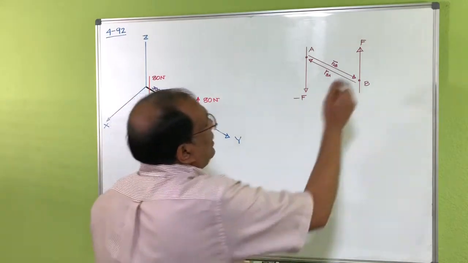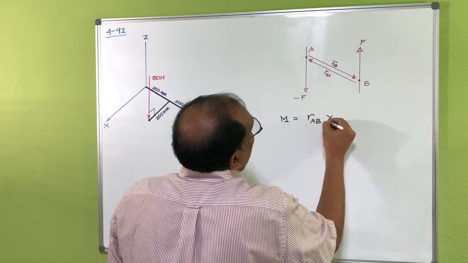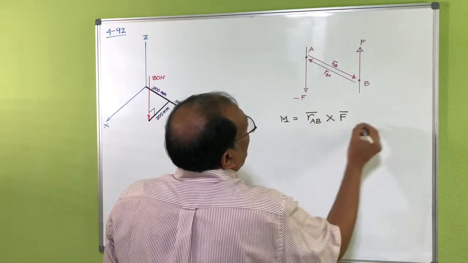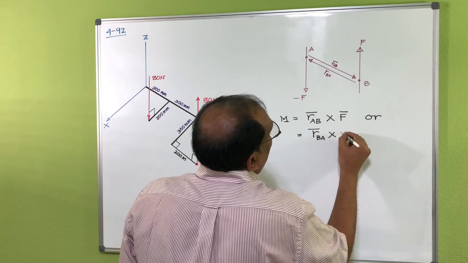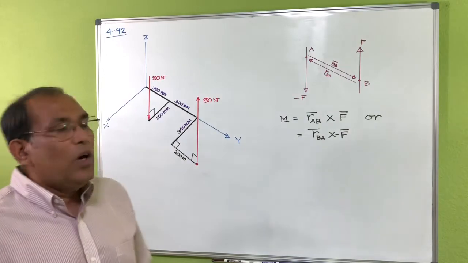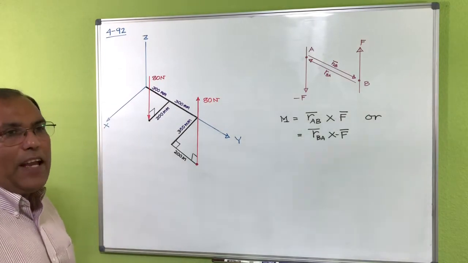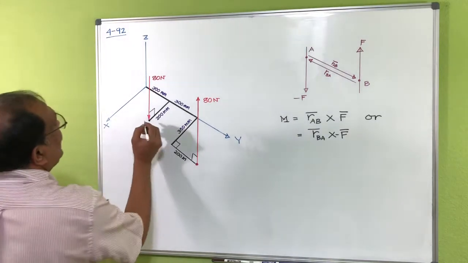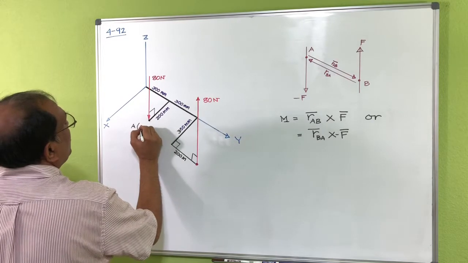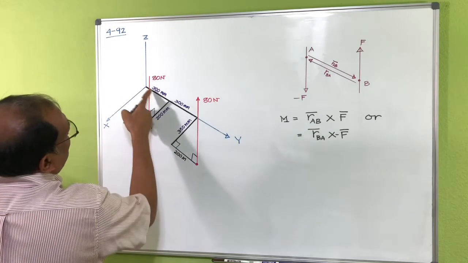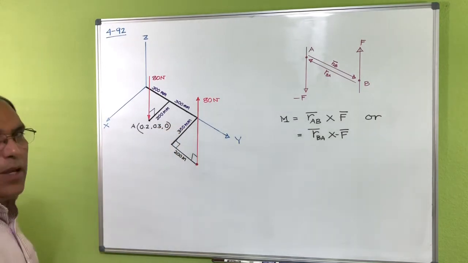So the moment is basically the position vector RAB cross product of F, okay? Or I can also write RBA cross product of minus F. Any one of them would be fine, okay? So here, let's find a known point on the line of action. Let's say this point A here: you can see the X is 0.2, Y is 0.3, and Z equal to 0 because this is in the XY plane, okay?